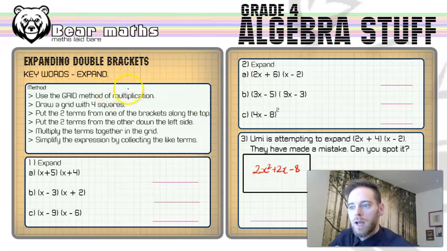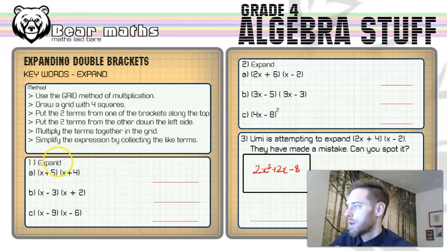Keywords: expand. Expand means multiply out, just like it did in the expanding brackets video. This one has just got double brackets in, so it's a different method. And I'll explain as I go through what I'm doing. So use the grid method of multiplication, and then I'll go through these steps as I'm actually doing it.